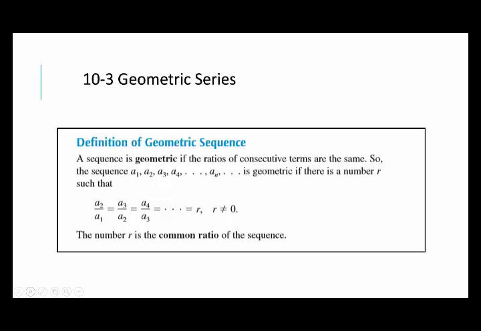So once again, it is a geometric sequence if and only if the ratio of each consecutive term is the same. So the second and first term ratio is the same as third and second, fourth and third, and so on and so forth.